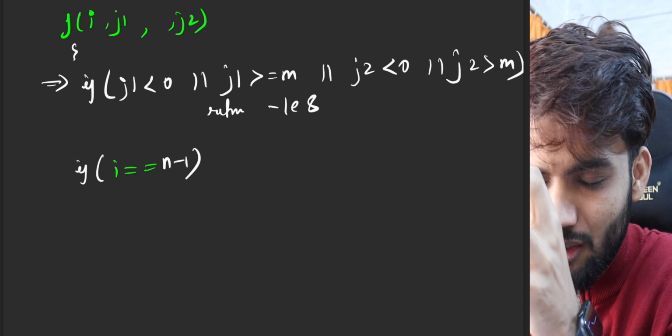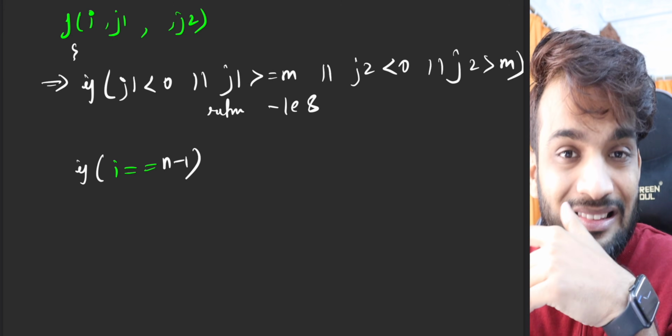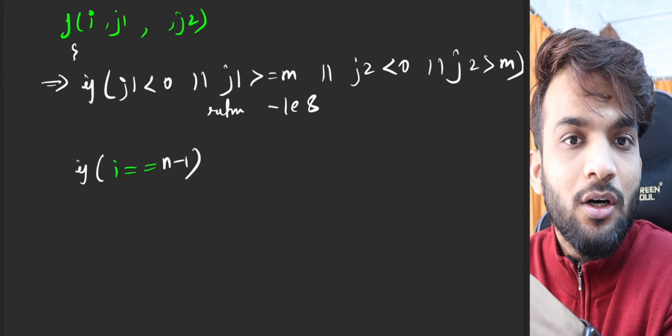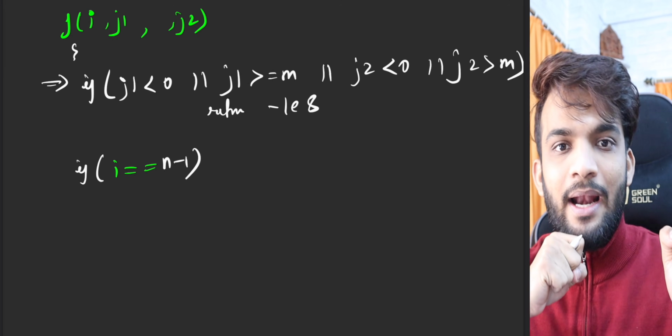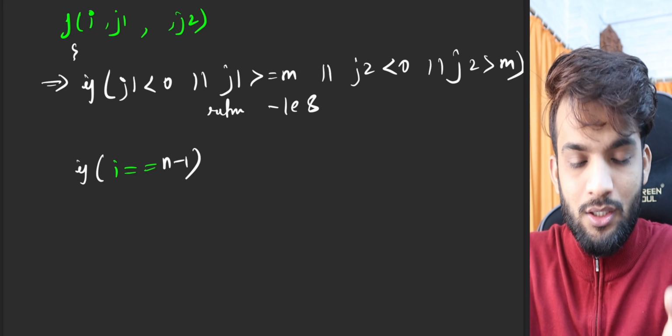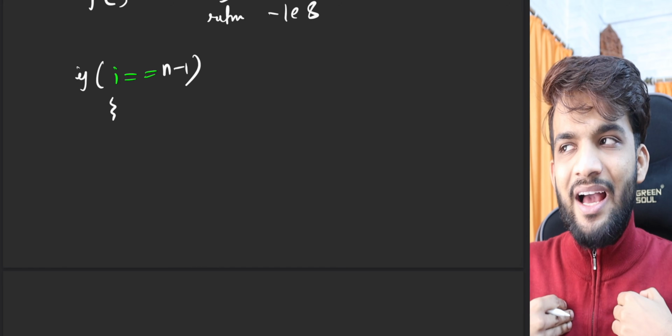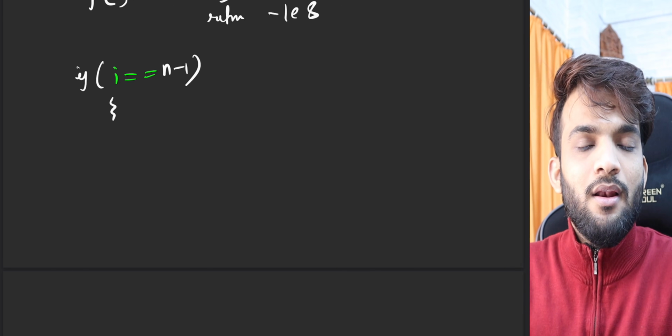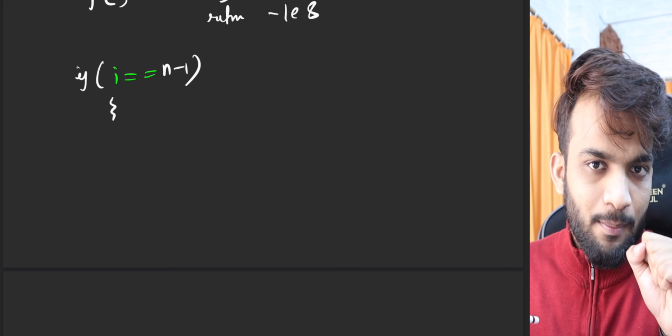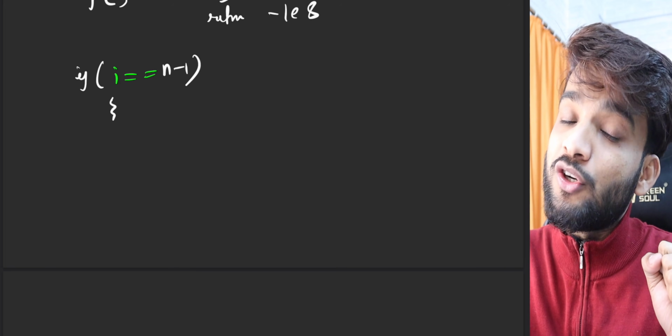Now there is still a lot of things to think. You just cannot return the Alice's cell and Bob's cell. You have to think. What do you have to think? You'll be like, okay, if I have reached the last row, Alice would have reached some column, Bob would have reached some column.